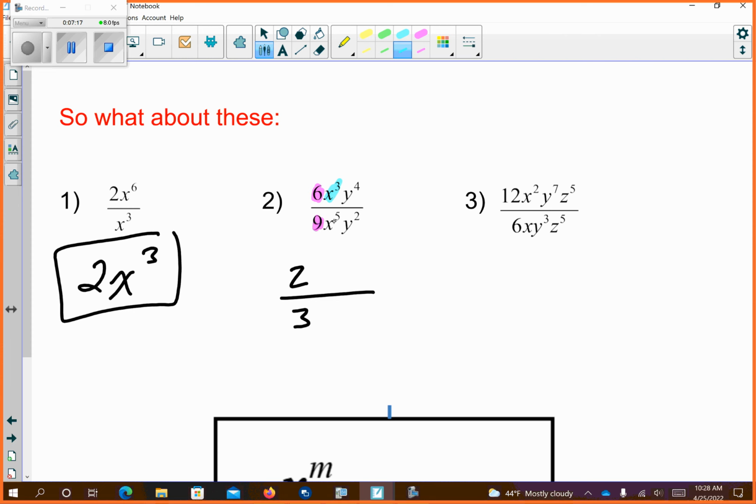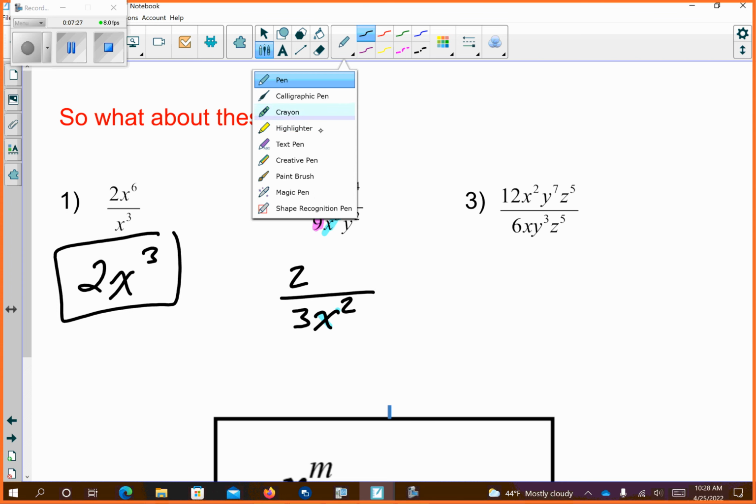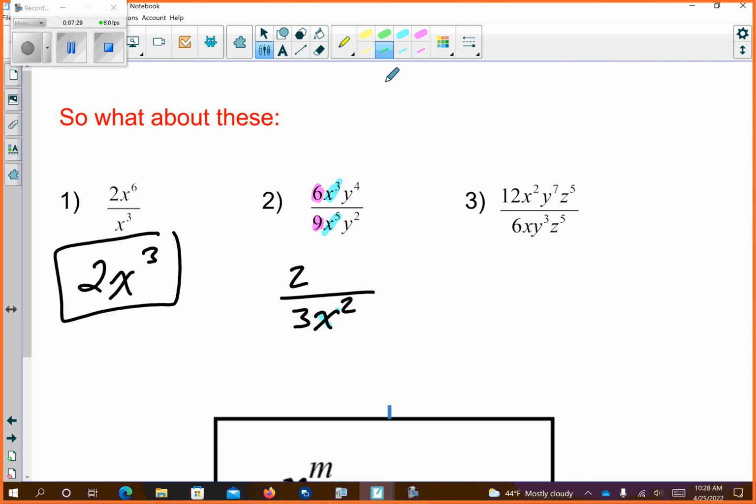Tug of war with the x's. Who wins, top or bottom? Bottom by how many? 2. Let's take a look at the y's. Tug of war with the y's. Who wins, top or bottom? Top by how many? Done.